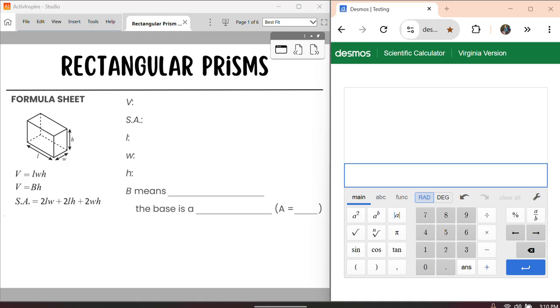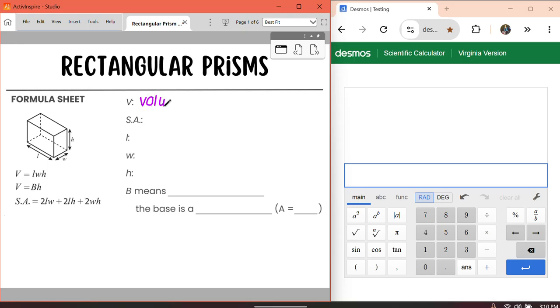One is how much space fits inside of the rectangular prism, and that is called volume. And then the other is how much material is on the outside of the rectangular prism, and that is called surface area.